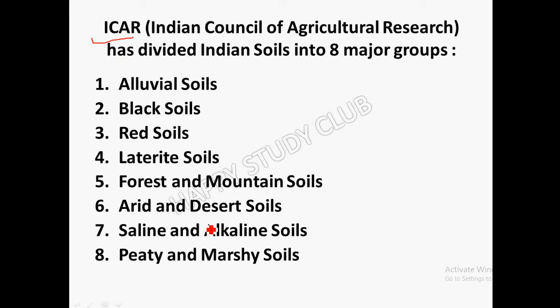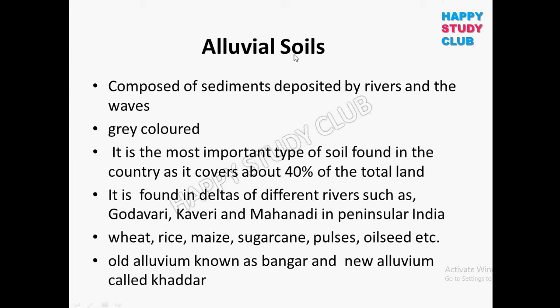Now see, these are the eight major types of soils which are found in India. First one is alluvial soil, as we have discussed. Then black soil, red soil, laterite soils, forest and mountain soils, arid and desert soils, saline and alkaline soils, peaty and marshy soils. So let's discuss this in detail. First of all, alluvial soil.